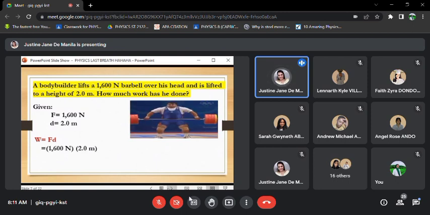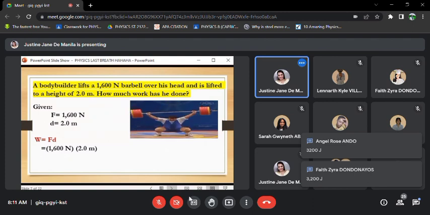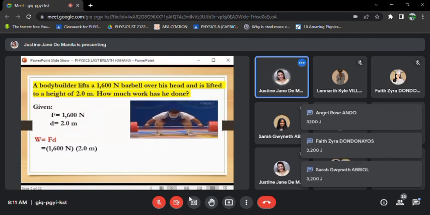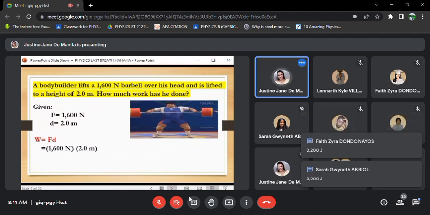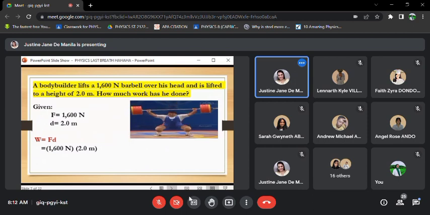So, we have to multiply the 1,600 Newton to the displacement of 2 meters. So, what is the final answer? Okay, Angel, 3,200. How about the others? Did the others solve? So, very good. We have 3,200 joules. And don't forget, class, to include the unit for your final answer.